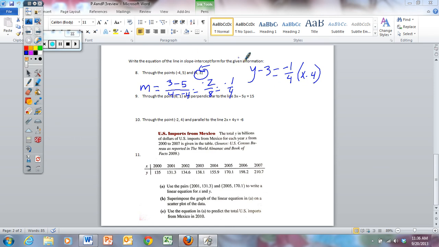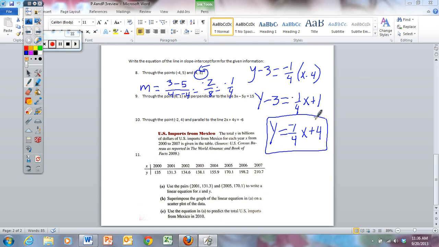But I need it in slope-intercept, so I now have to solve this equation for y. I'm going to distribute my negative 1/4. Negative 1/4 times negative 4 gives me a positive 1. I'm going to add 3 to both sides, so negative 1/4 x plus 4. That's your answer. Okie dokie artichoke.